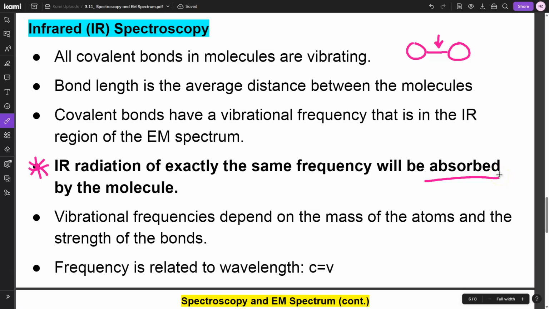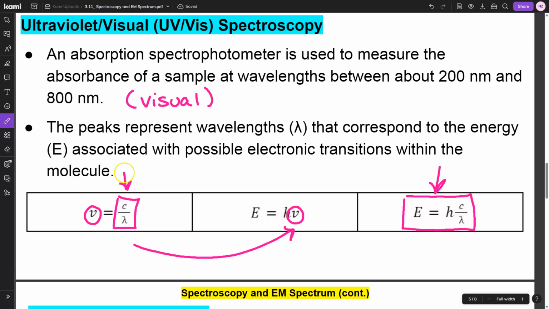Vibrational frequencies depend on the mass of the atoms and the strength of the bonds. So if you have bigger atoms, obviously they're not going to be able to vibrate as easily because that's more mass that you need to move. And likewise, if you have stronger bonds, that's going to lead to less vibration as well because they're being secured with more force. And we know that frequency is related to wavelength. So actually, that is not the right equation. Our equation is up here. So it is an inverse relationship. If you have a larger frequency, you are going to have a smaller wavelength.